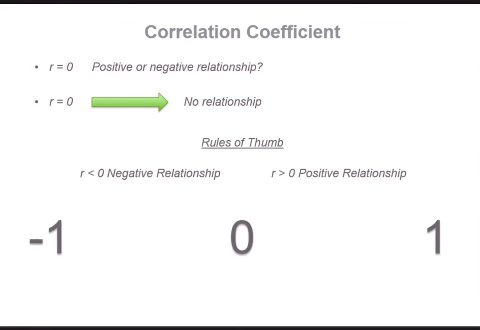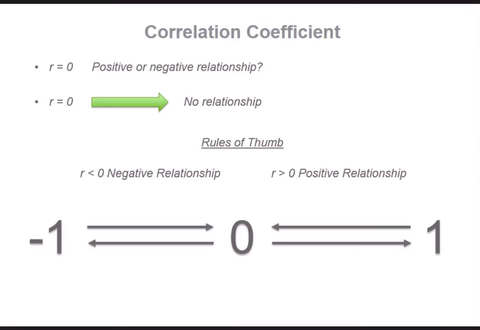We gave a couple rules of thumb before. R greater than 0 is a positive relationship, and r less than 0 is a negative relationship. Let's modify these rules a bit more with this new information that r equals 0 means there is no relationship. The closer the correlation coefficient r is to 0, the weaker the relationship between the two variables will be. And the closer r gets to 1.0 and negative 1.0, the stronger the relationship between the variables will be. These are key rules to remember when it comes to correlation and the correlation coefficient.